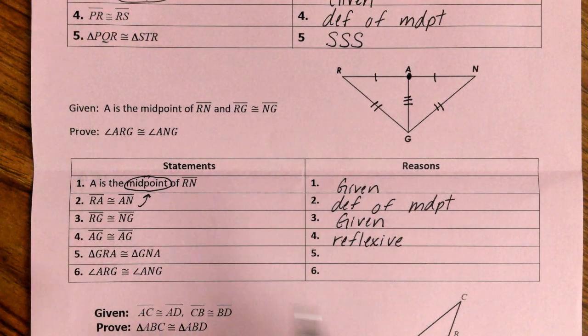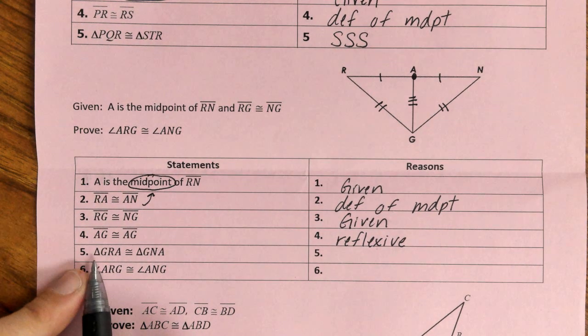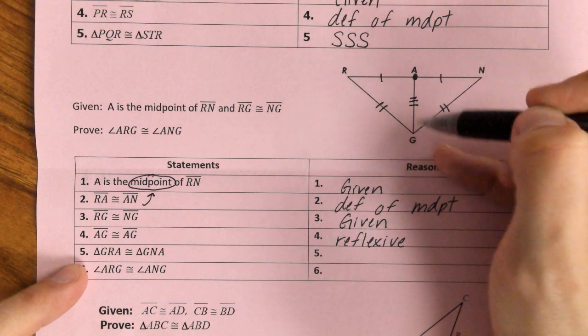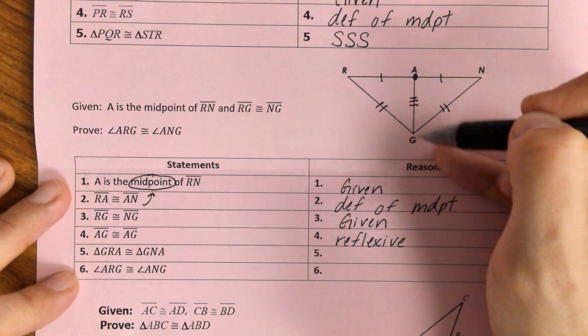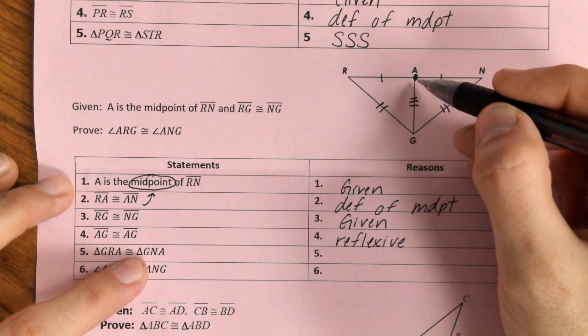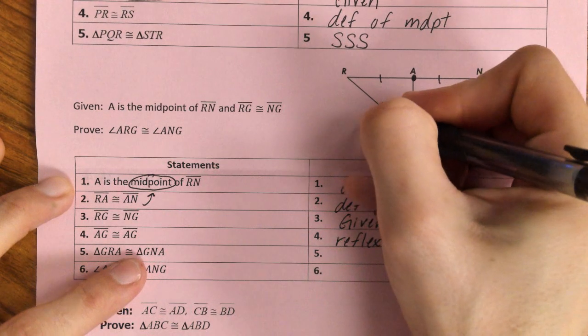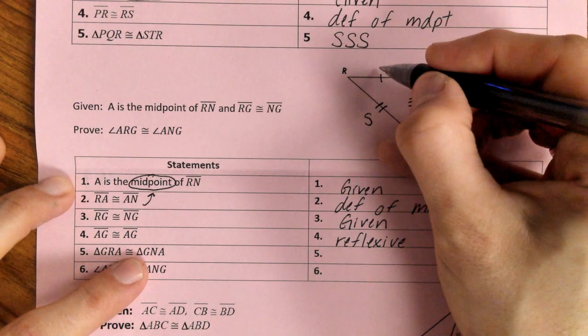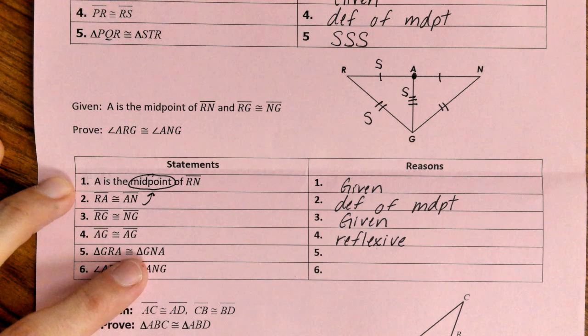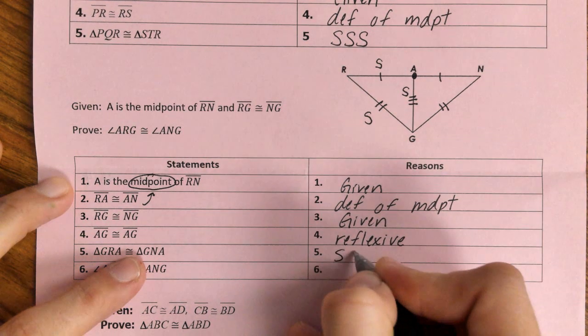Okay? Next, what we have is triangle GRA is congruent to triangle GNA. How do we know this? Well, if you go back up here and we label, we have a side congruent here, we have a side congruent here, and we have a side congruent here. So we come up with our side, side, side.